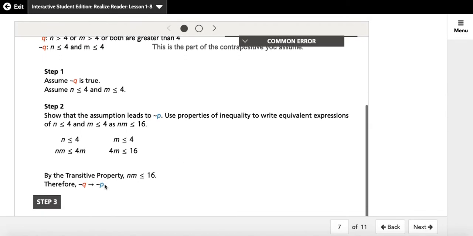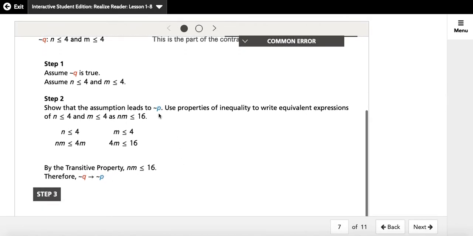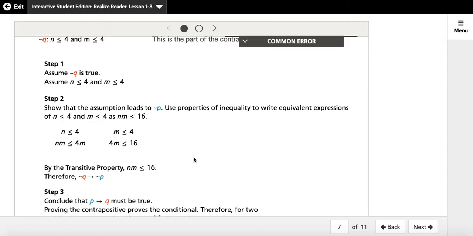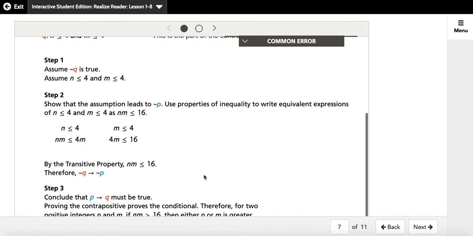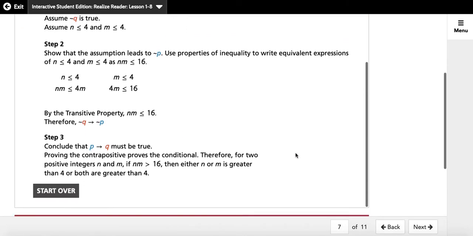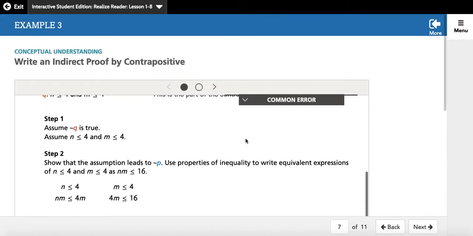Okay, that's the opposite of P. I might have lost you at some point there. We started off with the opposite of Q, and we came to a logical conclusion that the opposite of P must be true. So since the opposite of Q implies the opposite of P, we can state that P implies Q must be true. Okay? Again, it'll make more sense with more practice.